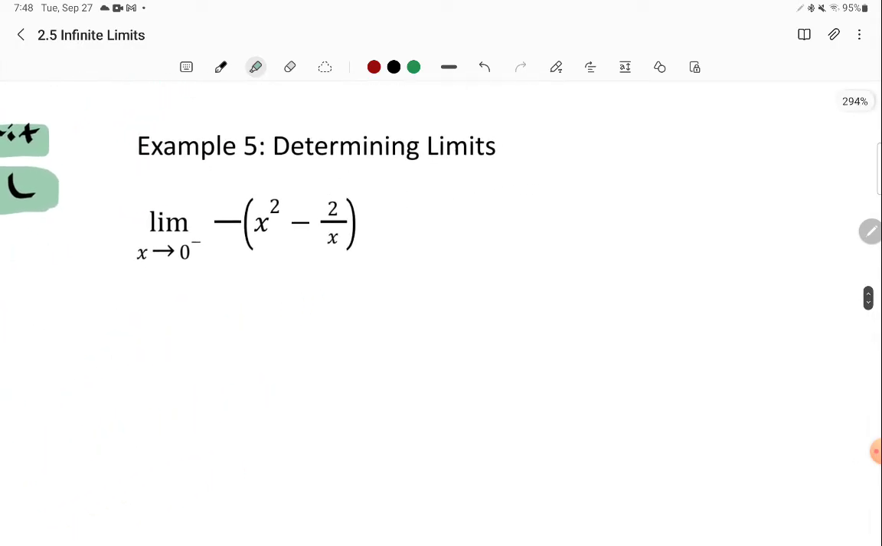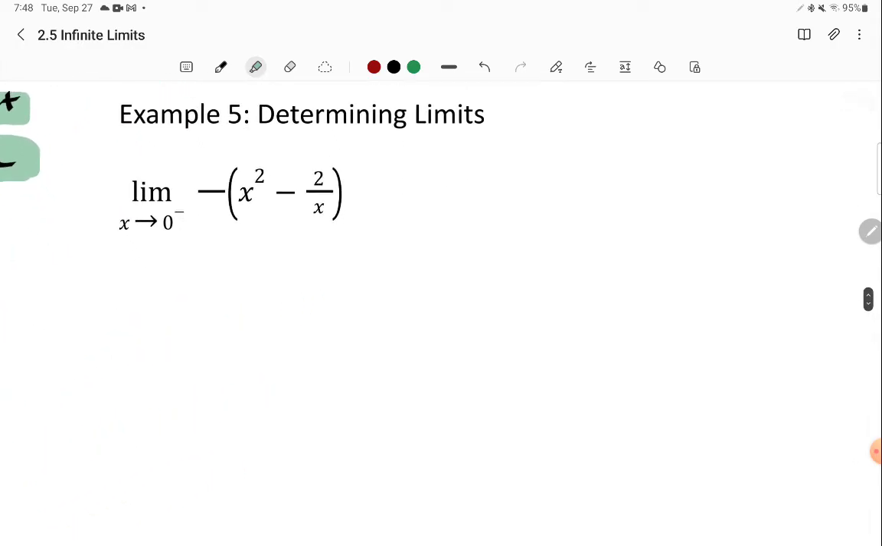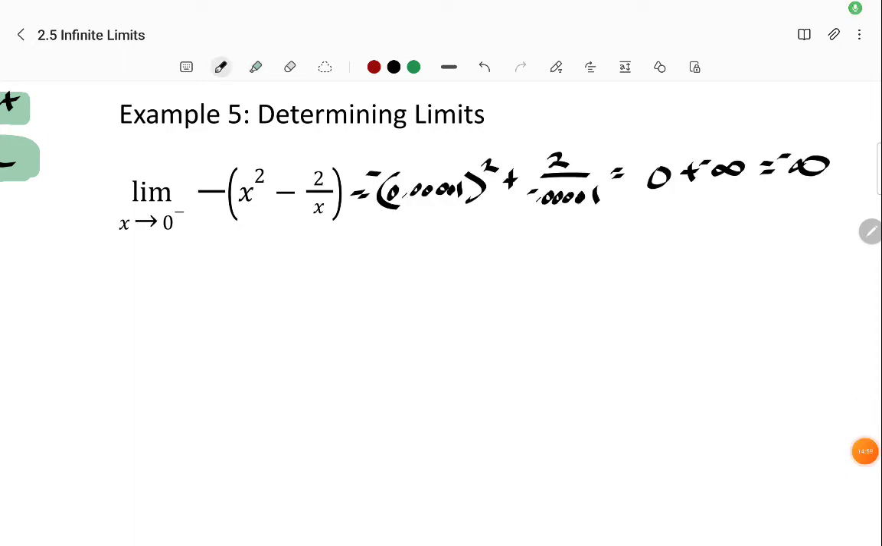So go ahead and take a look at this one and determine the limit as x approaches 0 from the left of your function there. Again, try it without graphing it if you want to challenge yourself. So when we try this algebraically, if we just plug it in, we're looking to the left of 0. So I chose negative 0.00001, but when you square it, it's going to be positive anyway, so I didn't bother putting that in there.